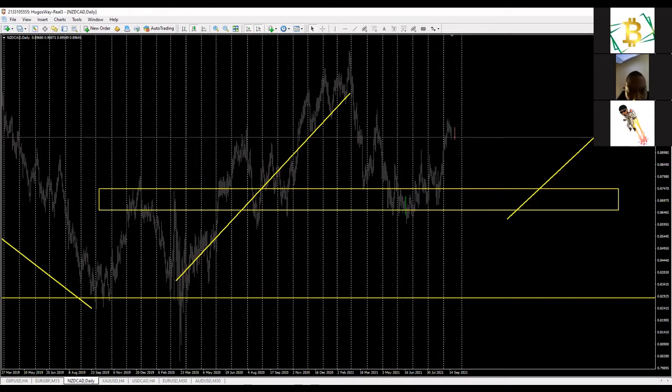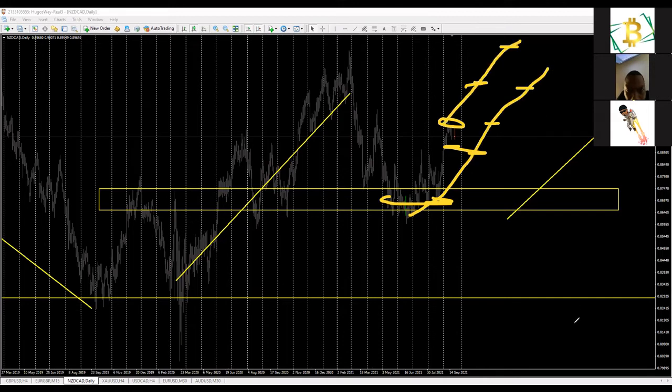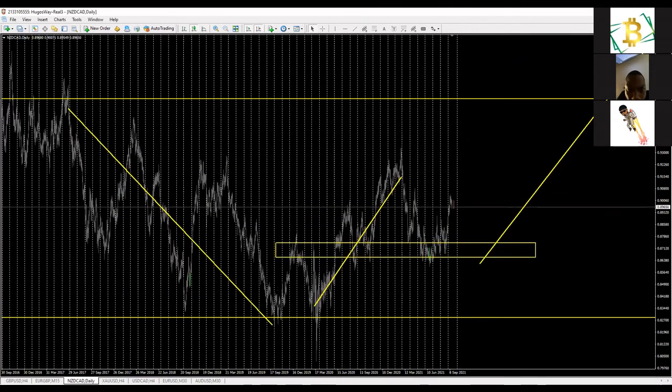And with that being said, here's the low, here's the high. We'll get a higher low, higher high, higher low, higher high, higher low, and it'll likely begin to move in that type of channel, all the way until we get back to the top of the range box up here.